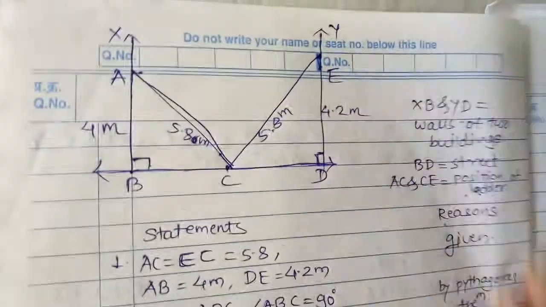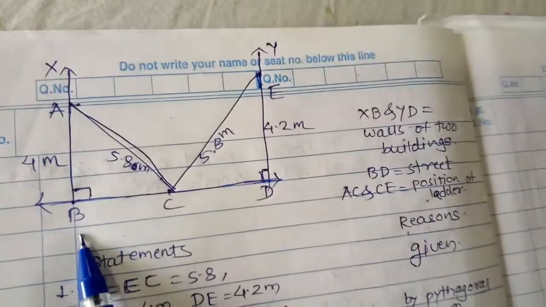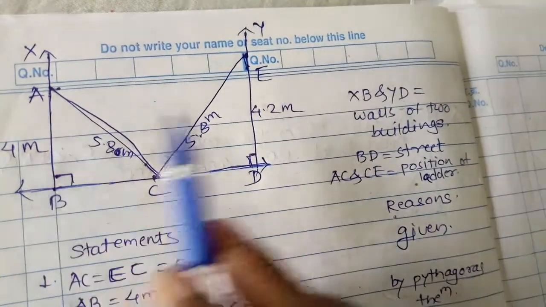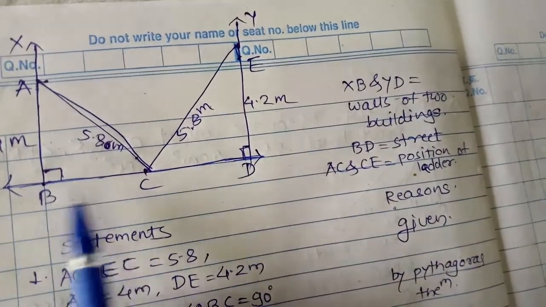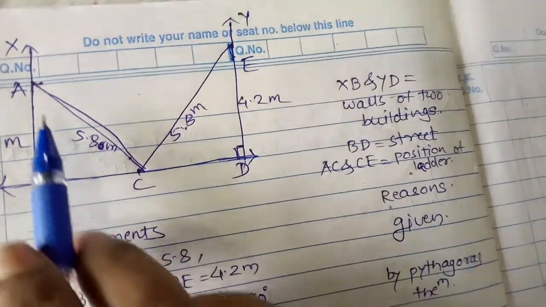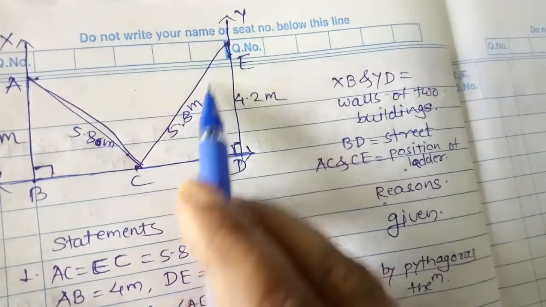So first we're going to draw a figure. So this one is the figure. So here XB and YD, these are the walls of the two buildings, okay, and this BD is the width of the street, and next one that is AC and CE. So AC and CE, this is the position of the ladder.